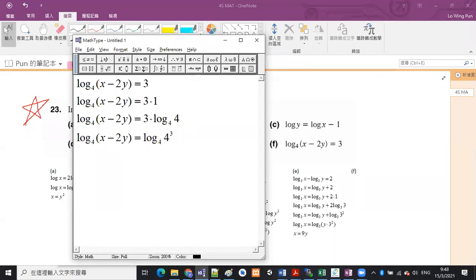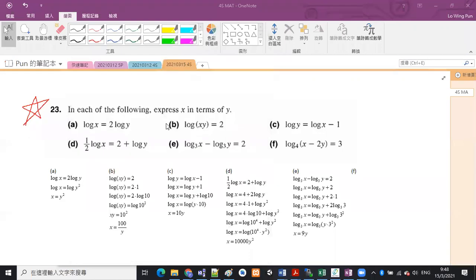And now, both left-hand side and right-hand side are just one single log. Then we may delete the log. Okay, so x minus 2y is equal to 4 cubed. Okay, but 4 cubed is a number. So you may use the calculator to find the value of this. It should be 64. Finally, I want x to be the subject. So just add the 2y to the right-hand side. And we get 64 plus 2y. Okay, and that is the answer of part F.